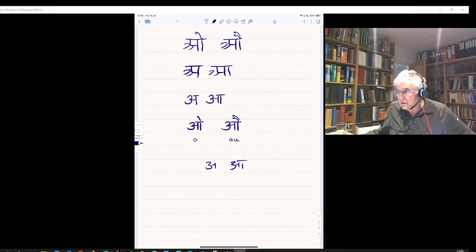So we'll look at how the verbs go in the dual number. We'll use the paradigm of that simple, but as I've said before, slightly irregular verb, gam, gachati. I will share my screen with you. Here we go.